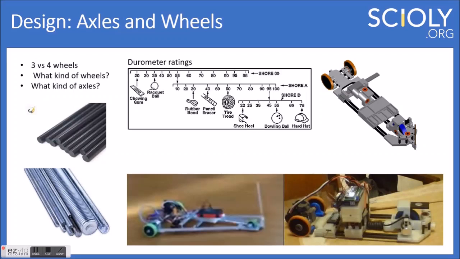I felt that the 40A was a good in between, but if you're doing something like Scrambler or Battery Buggy, where the device is very light, you might be best off with those 30A wheels, the green ones.